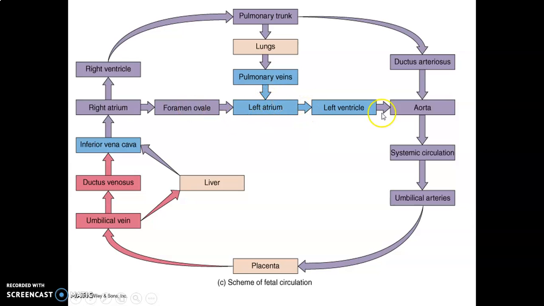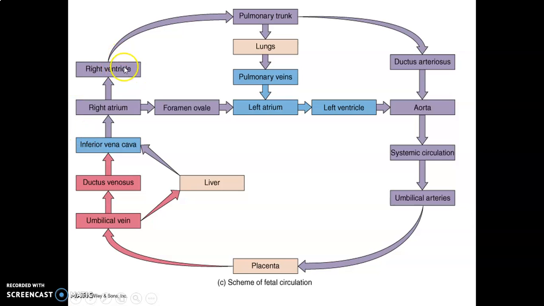Then from the left atrium to the left ventricle, which pumps blood out through the aorta and into the systemic circulation, where we also have umbilical arteries as part of the systemic circulation, and these will carry deoxygenated blood to the placenta, where exchange will take place.